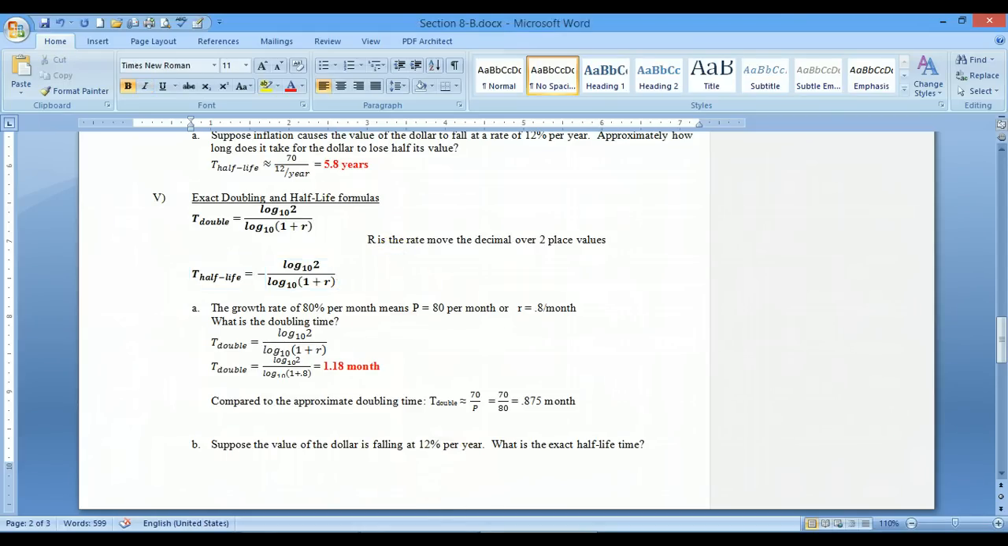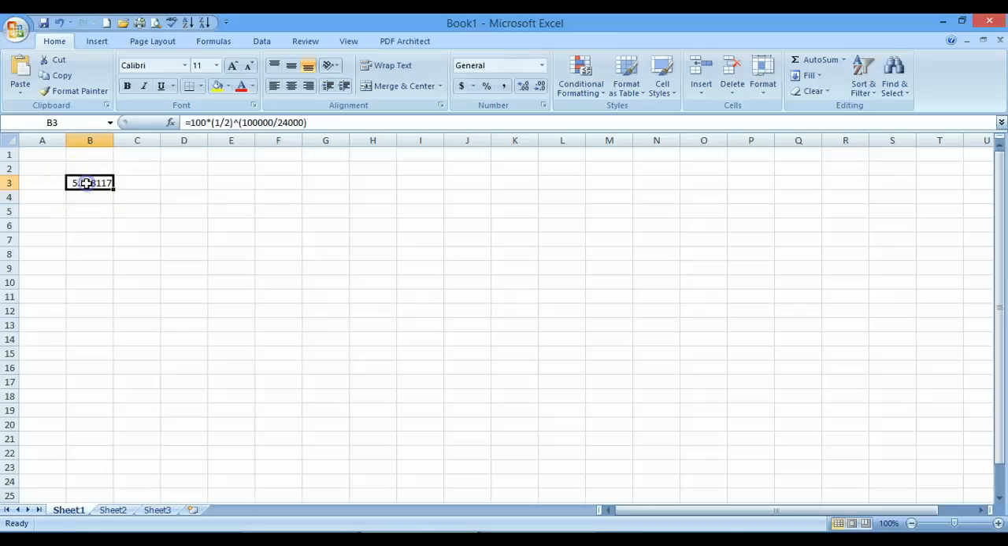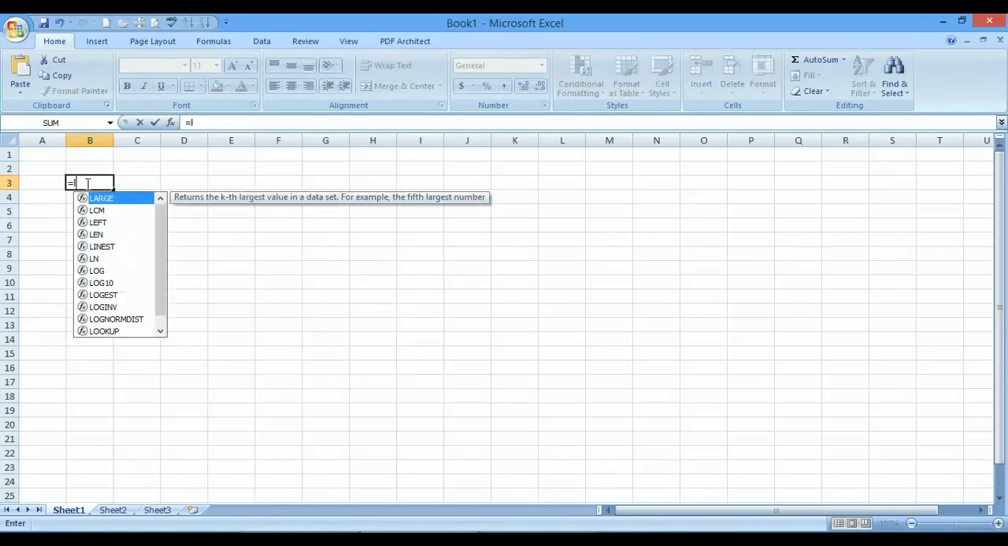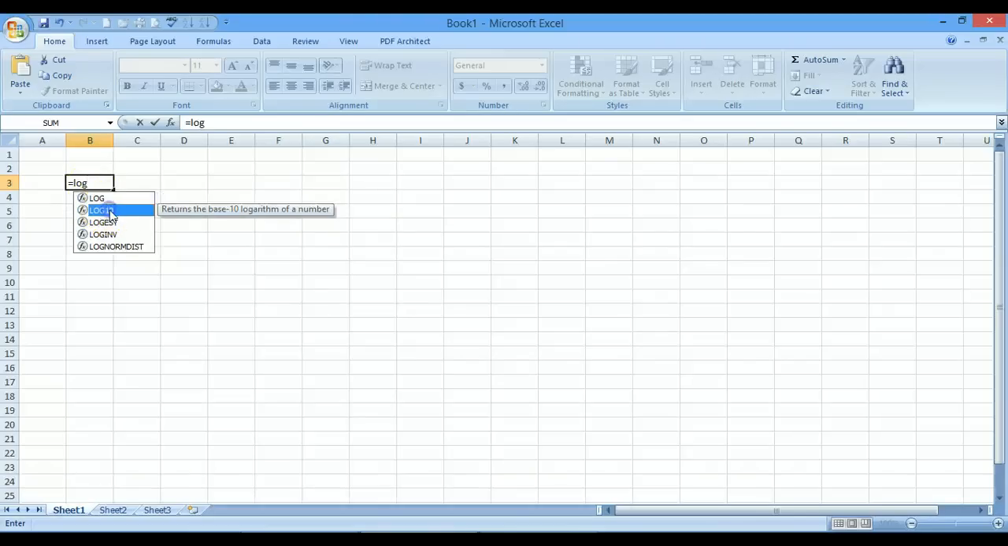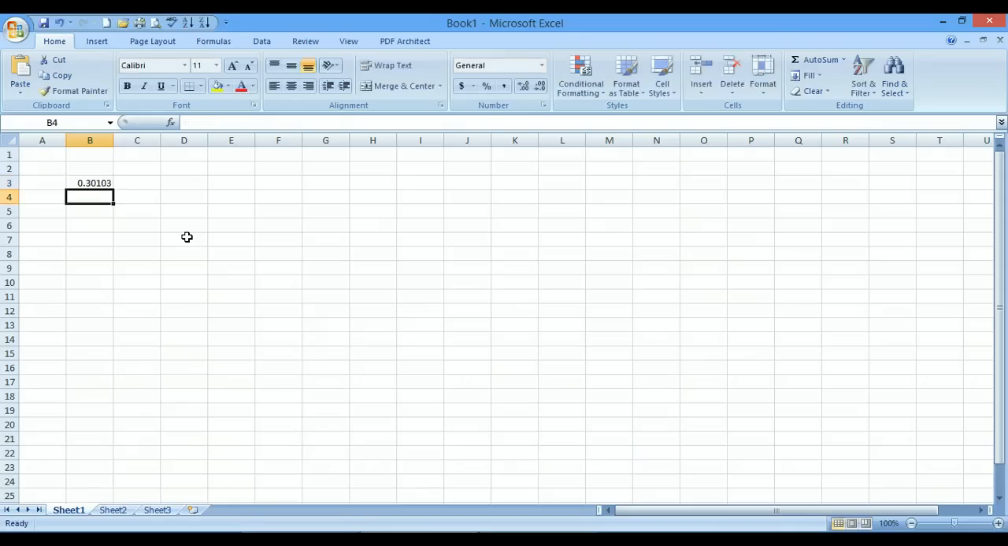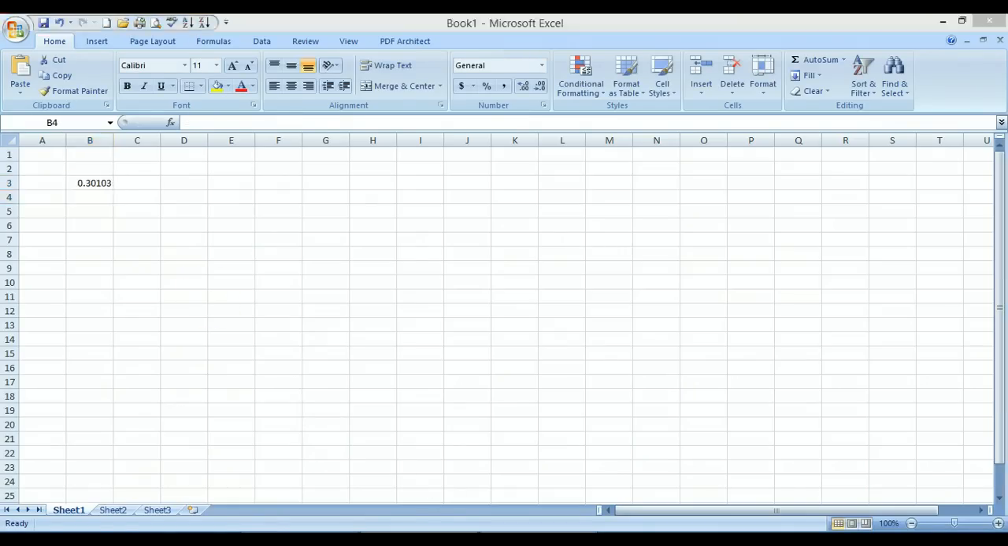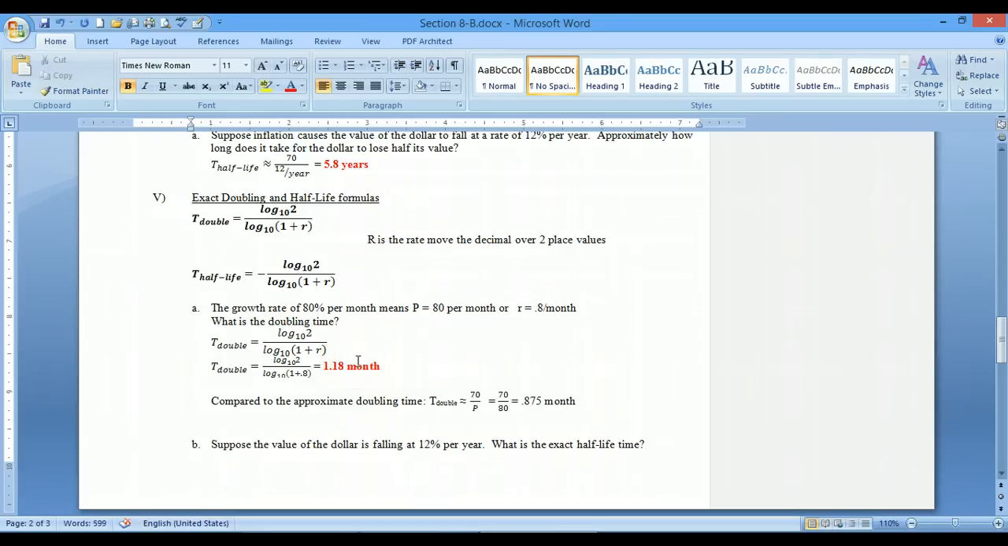We can still use Microsoft Excel using our logarithms. You can also use your calculator. To use Microsoft Excel to work as a logarithm, equals log, and we want to use things in base 10, so I'm going to click base 10. There we go, and then you'll type in the number. In ours it was 2, and then we divided it and so forth. And we'll come back and do some more of those.